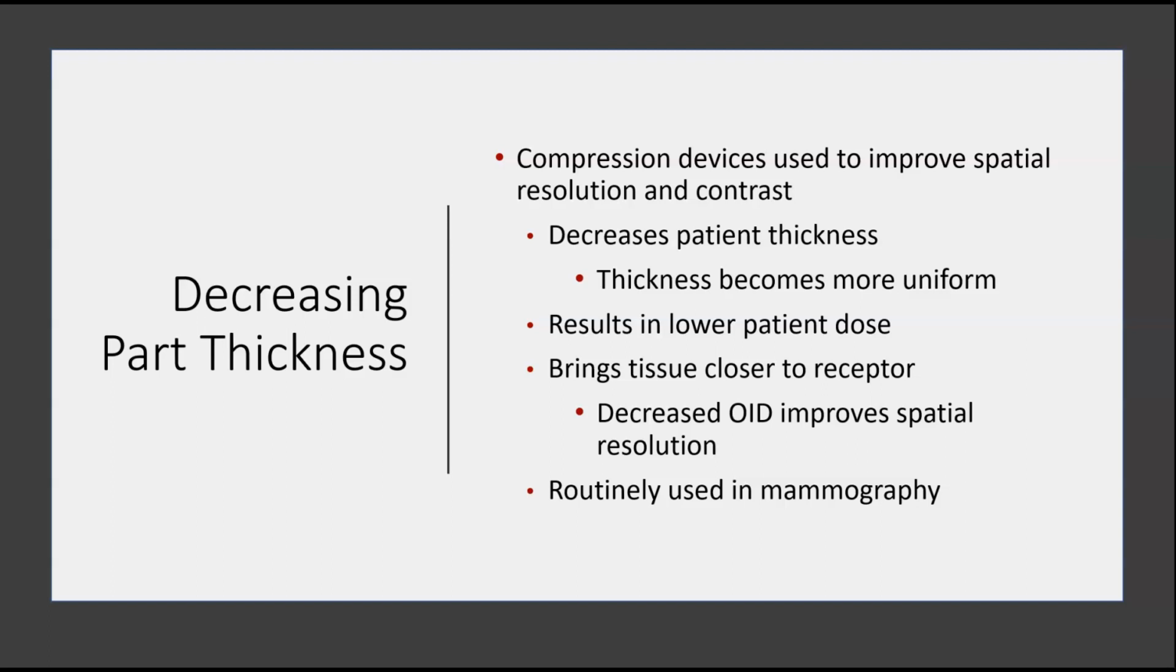We use this general concept in mammography. So we compress the breast tissue to make it more uniform, improve spatial resolution, and get all the tissue closer to the image receptor. We also do it with large patients. We'll take compression devices and compress the abdomen so that we can get a more detailed, higher spatial resolution image.